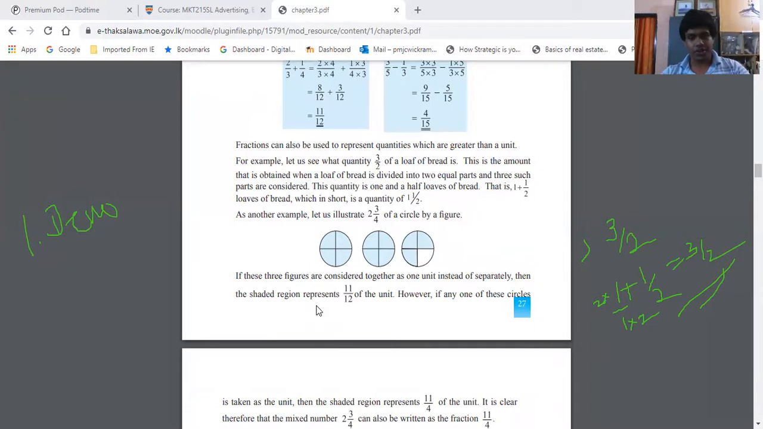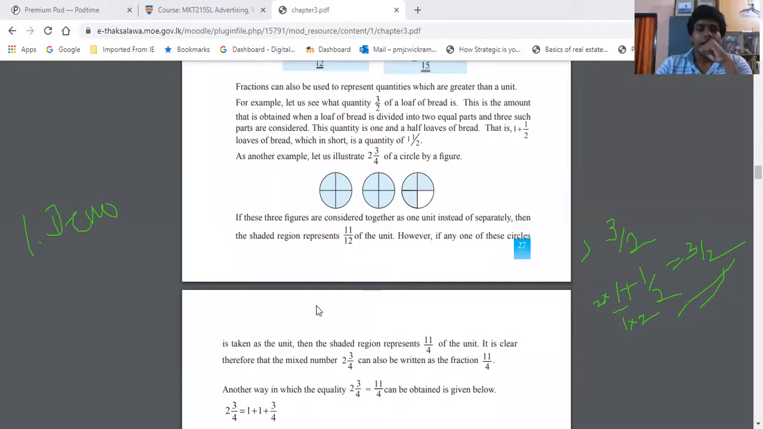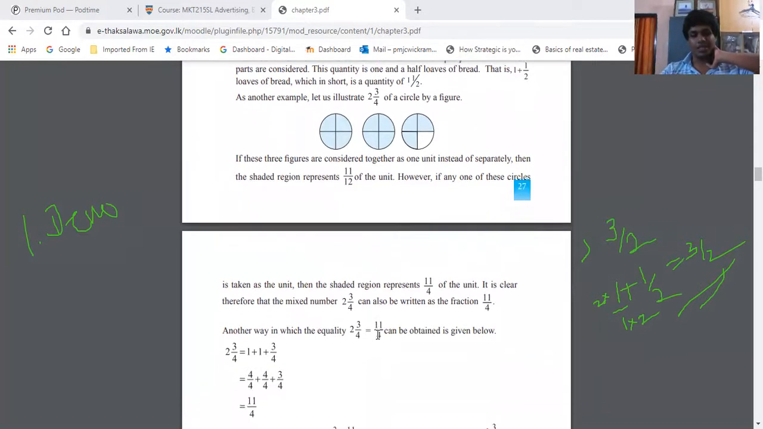So back again to the game. If these three figures are considered together as one unit instead of separately, then the shaded region represents 11 over 12 of the unit. However, if any of these circles is taken as the unit, then the shaded region represents 11 over 4.